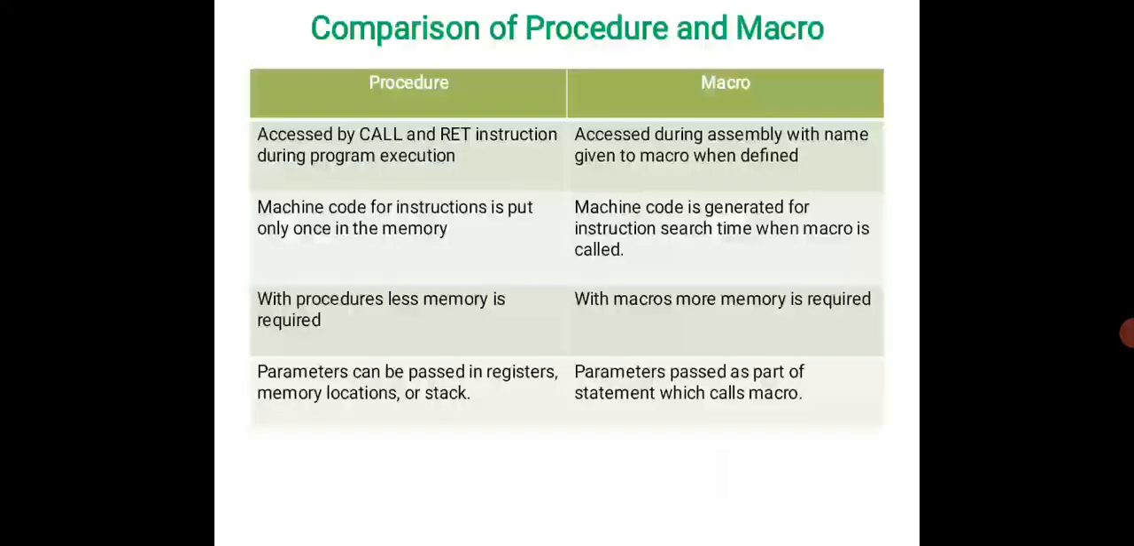So this is a comparison of procedure and macro. A procedure is normally accessed by call and return instructions during program execution. A macro is accessed during assembly with the name given to the macro when defined. For a procedure, the machine code for the instructions is put only once in memory, whereas for a macro, it is generated every time the macro is called. Obviously, a procedure takes less memory, whereas a macro takes more memory. In a procedure, parameters can be passed in registers, memory locations, or the stack. In a macro, parameters are passed as part of the statement which calls the macro.